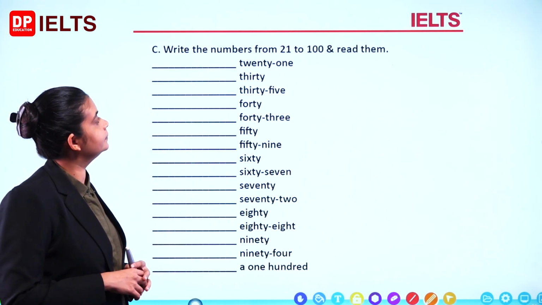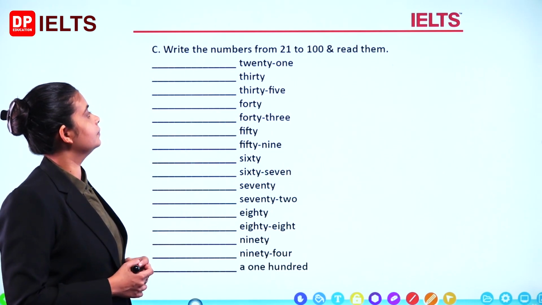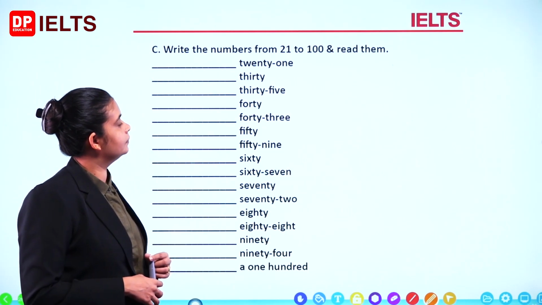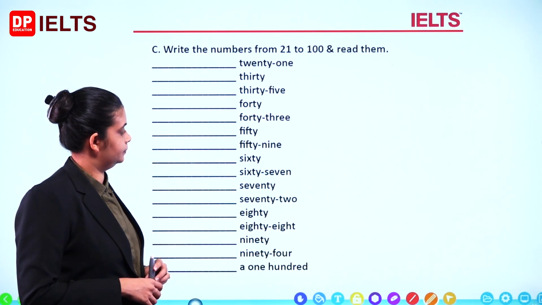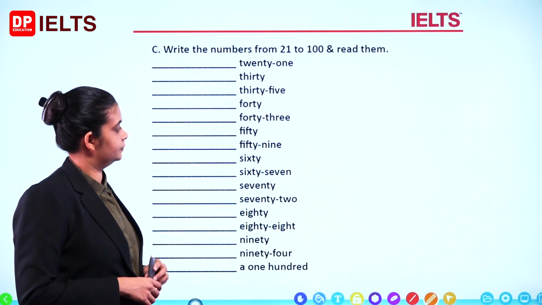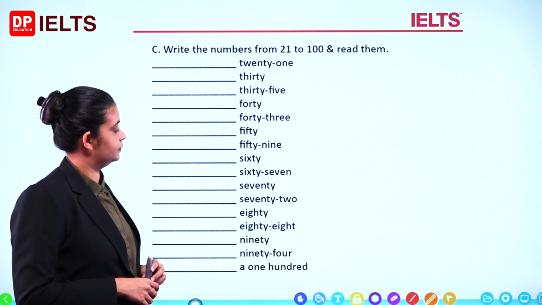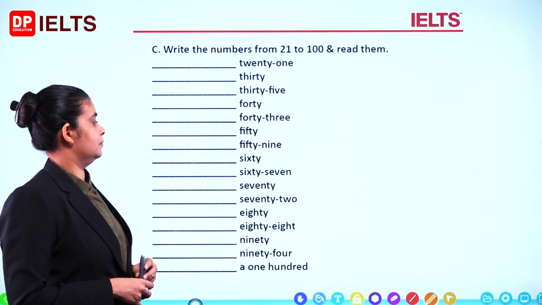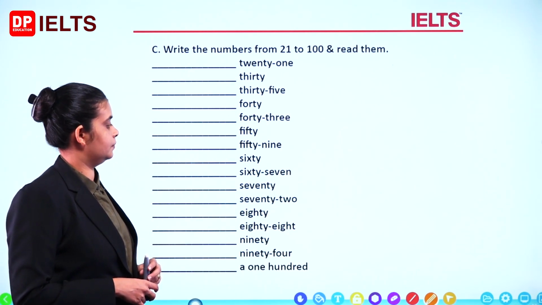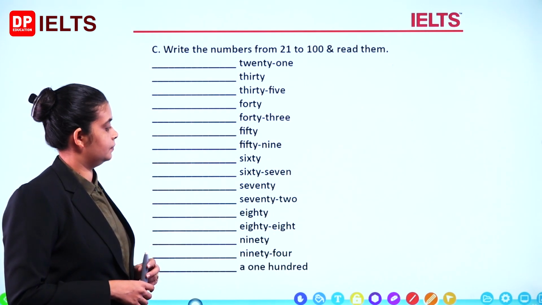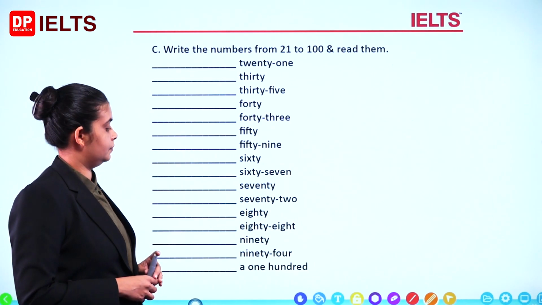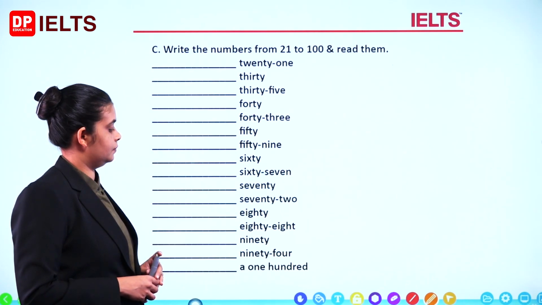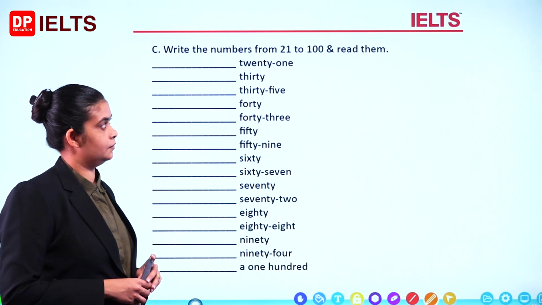21, 30, 35, 40, 43, 50, 59, 60, 67, 70, 72, 80, 88, 90, 94, 100.